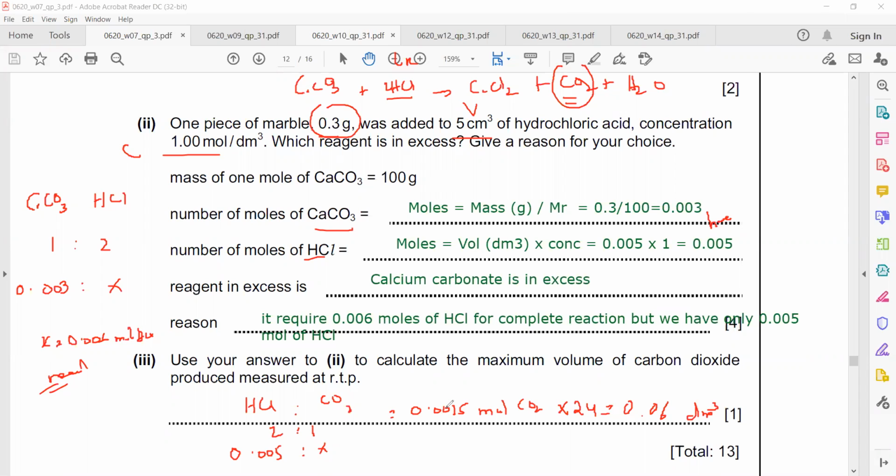It is 0.0025, not 1525. When you took the ratio, this will be 0.0025 and then multiply by 24. I was writing 2 here, maybe.